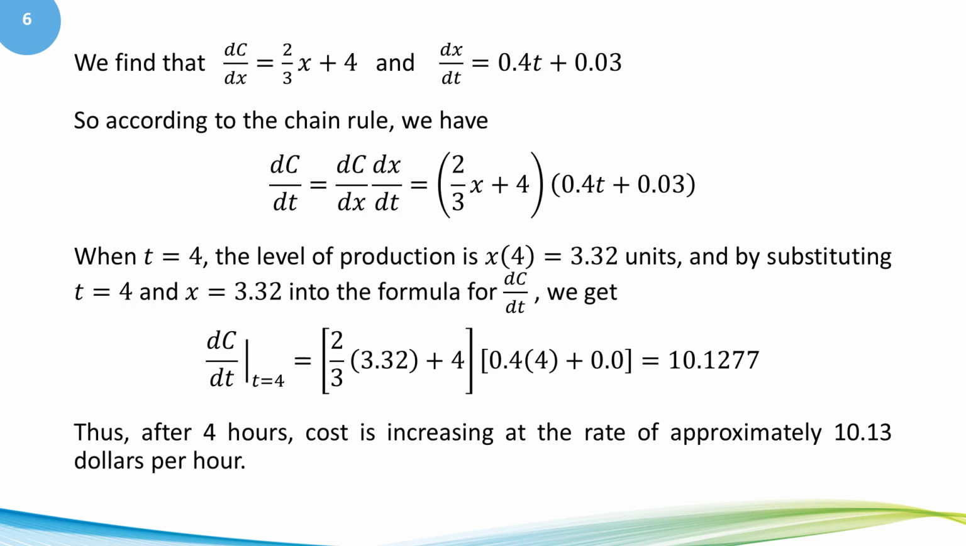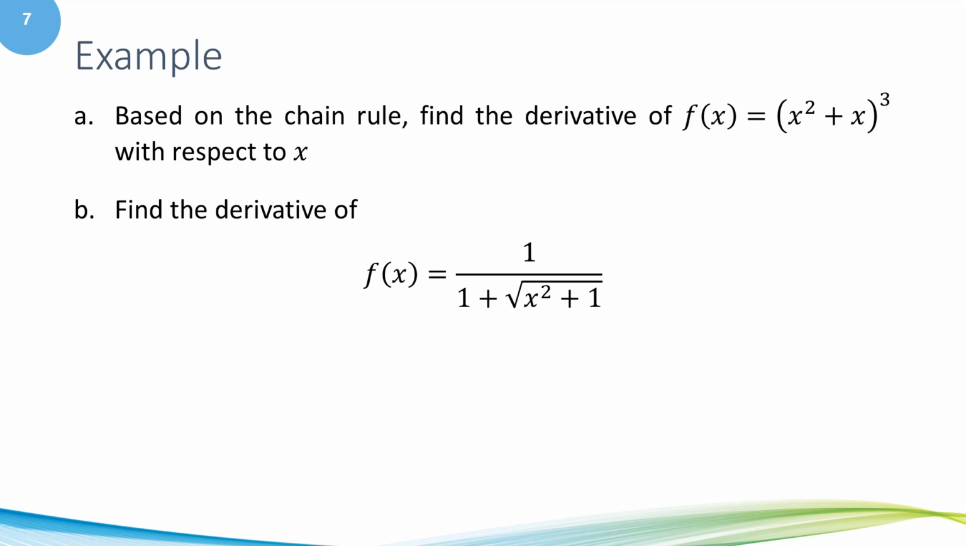we will have dC/dt when t is 4 is 10.1277. So after 4 hours, the cost is increasing at the rate of approximately $10.13 per hour. And here's some exercise for you.